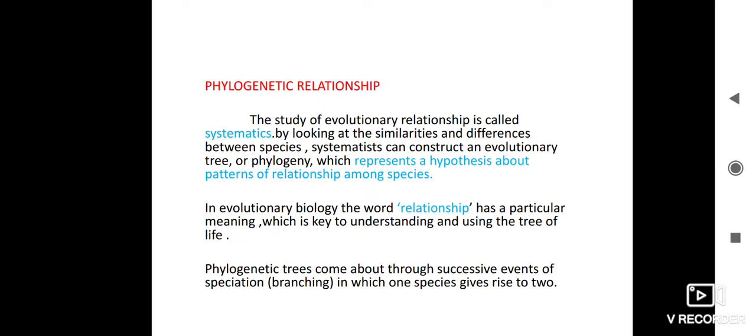By looking at the similarities and differences between species, systematics can construct an evolutionary tree or phylogeny, which represents a hypothesis about pattern of relationship among species. In evolutionary biology, the word relationship has a particular meaning which is key to understanding and using the tree of life. Phylogenetic trees come about through successive events of speciation in which one species gives rise to two.